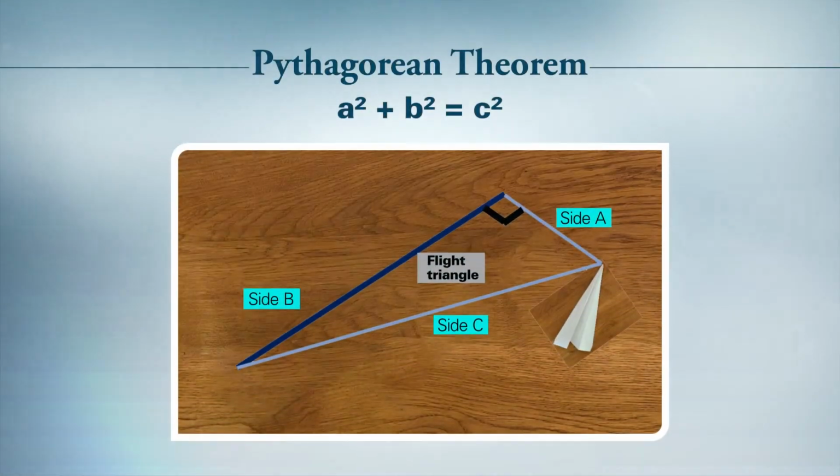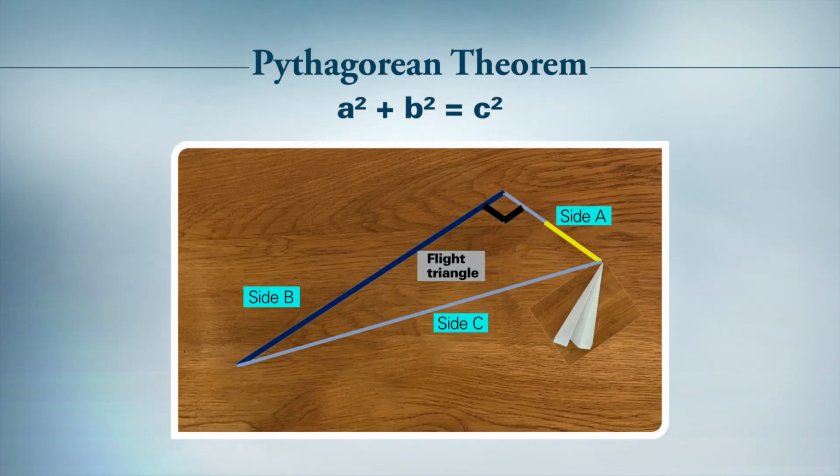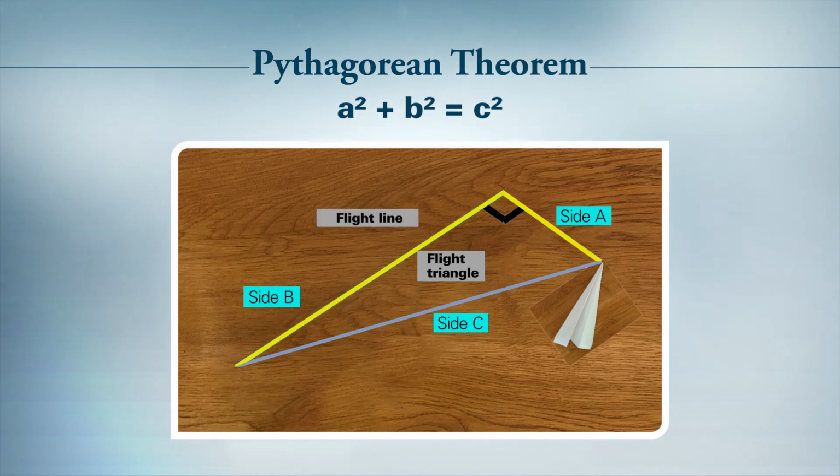Measure the distance between the landing line, or side A, which must be perpendicular to the flight line to create a right triangle. Then record the distance between the takeoff point and the perpendicular point that the flight line crosses, or where the right angle is created. This will be side B.